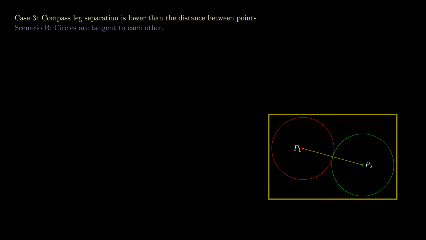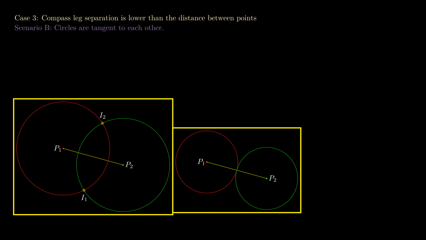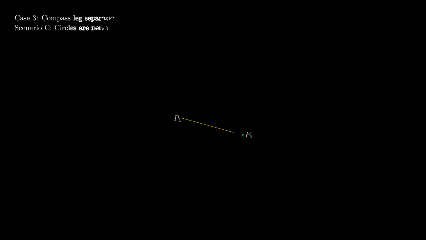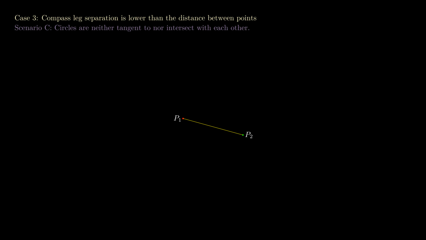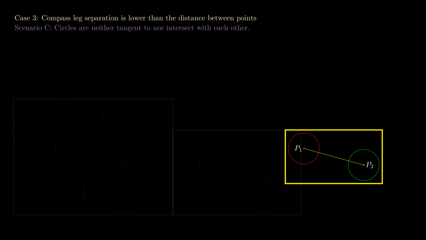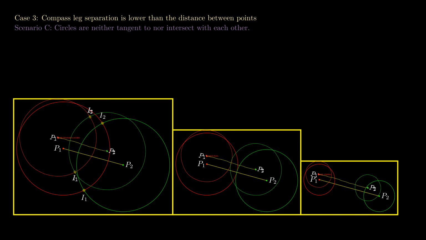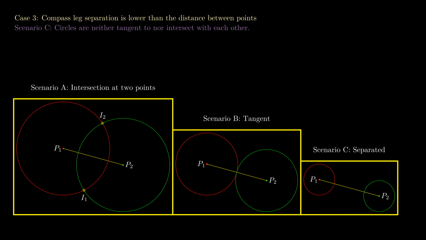So we skip to the third and final scenario. In the third scenario, the compass leg separation is adjusted so that when 2 circles are drawn, the circles neither intersect nor touch each other. They're totally separated. So there seems to be, as in the previous scenario, no immediate solution. But we need to be cautious about drawing premature conclusions, so let us investigate all 3 sub-scenarios under this third case, one by one, to see what is happening exactly.